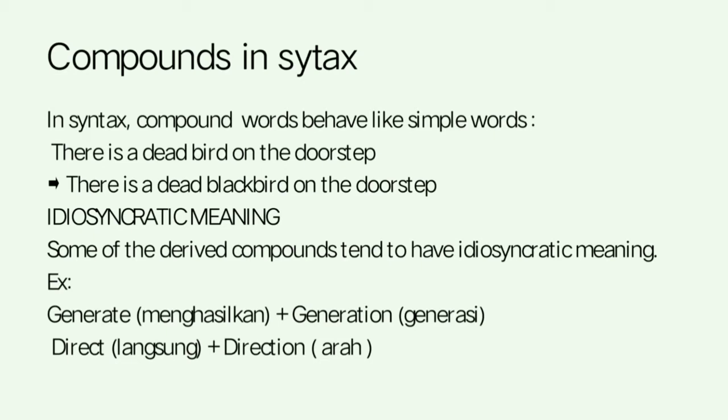Next is about idiosyncratic meaning atau keistimewaan makna. Some of the derived compound tend to have idiosyncratic meaning. Beberapa turunan hasil penggabungan kata cenderung memiliki makna khusus. For example, generate atau menghasilkan become generation atau generasi if we put suffix as the type of morpheme at the end of generate word. These two words has different meaning caused by compounding. The other example is direct atau langsung and direction atau arah.